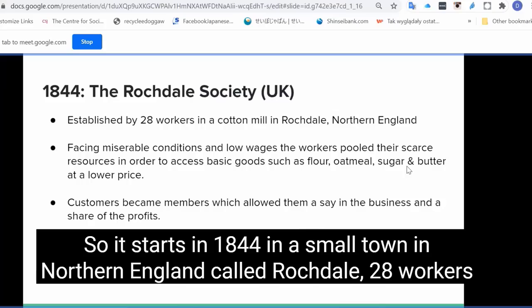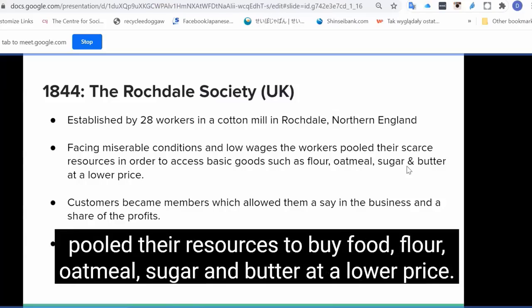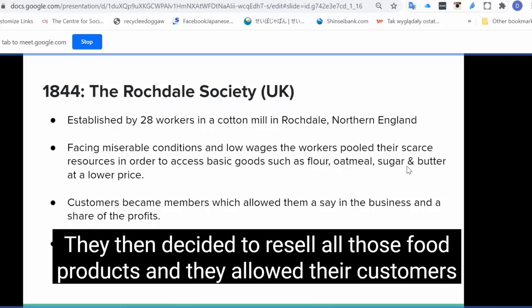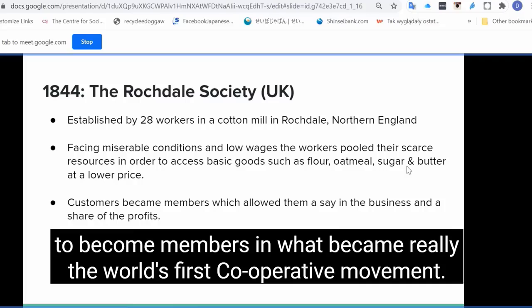So we'll start in 1844. In a small town in northern England called Rochdale, 28 workers pooled their resources to buy food, flour, oatmeal, sugar and butter at a lower price. They then decided to resell all those food products, and they allowed their customers to become members in what became really the world's first cooperative movement.